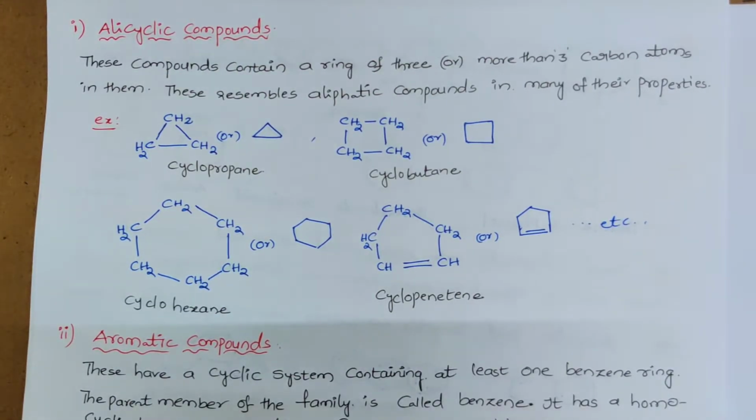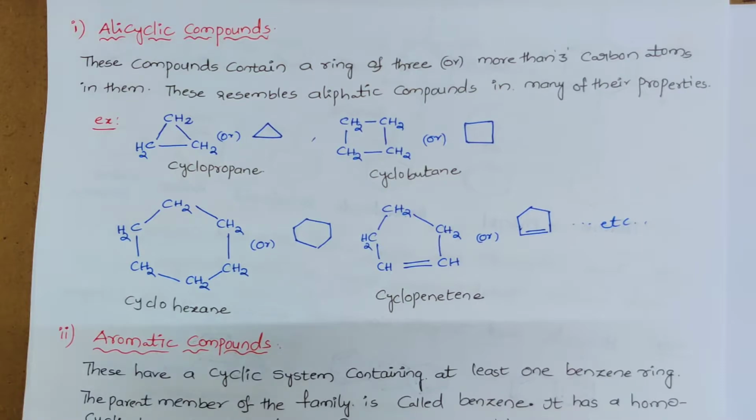These cyclic compounds are further classified into homocyclic compounds and heterocyclic compounds. What is the basic difference between homocyclic and heterocyclic? Homocyclic means in the ring only carbon atoms are present. Heterocyclic means along with carbon atoms, some hetero atoms are present. Hetero atoms means oxygen or sulfur or nitrogen is present in the ring along with carbons. Those compounds are called heterocyclic compounds.